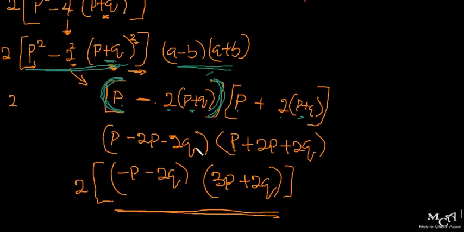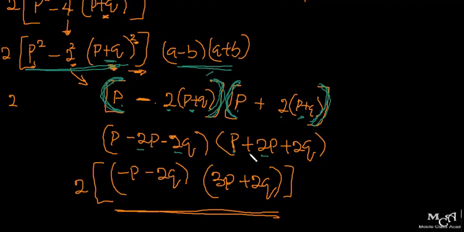After we open the bracket, we have our P. Minus 2 times P is going to give us minus 2P. Minus 2 times plus Q is going to give us minus 2Q. Then on the second bracket here, we have P. We open the bracket. 2 times P is going to give us what? We are using plus 2 to multiply the P. So it gives us plus 2P. Plus 2 times plus Q gives us plus 2Q.